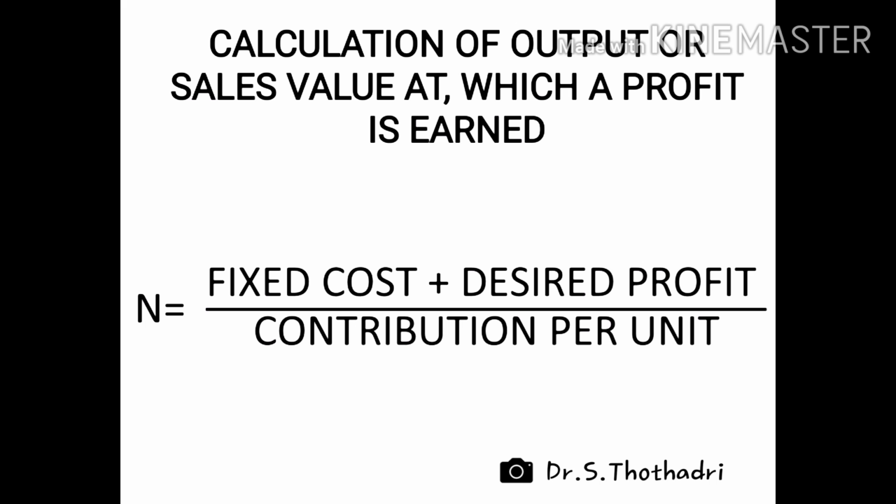Calculation of output or sales value at which a profit is earned. This can be calculated with the below formula. N is equal to fixed cost plus desired profit divided by contribution per unit. Sometimes the expected desired profit will be given in terms of percentage on sales. In that case, we have to apply this formula to derive the output or sales made by the company.